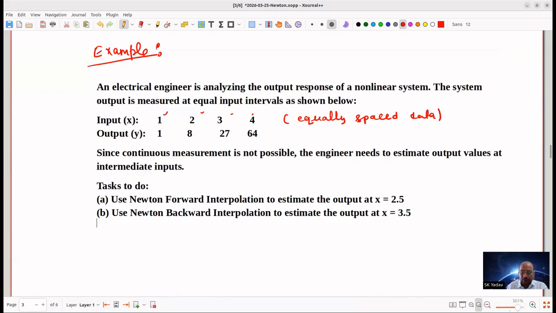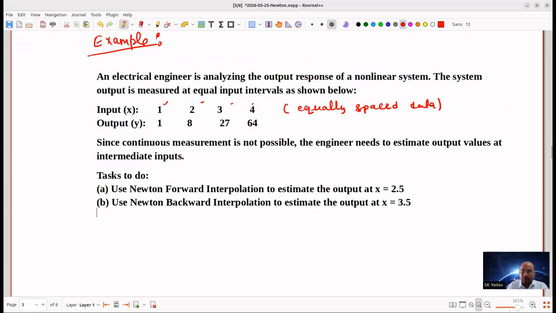So I can use Newton forward, I can use Newton backward. And the y values are given as 1, 8, 27 and 64. And it is stating that since continuous measurement is not possible, the engineers need to estimate output values at intermediate points. That means you have to use the interpolation technique. So the task to do is, we have to compute the output at x equal to 2.5 and output at x equal to 3.5. So how to compute it?